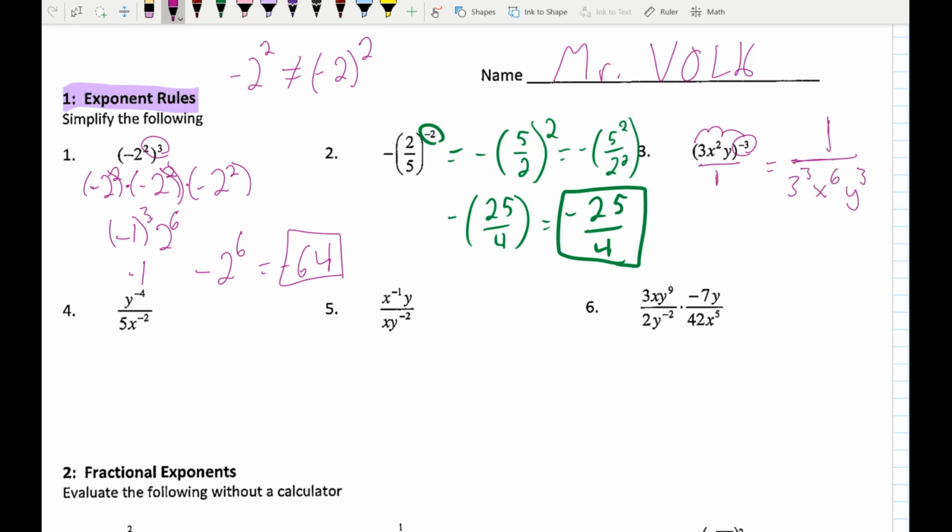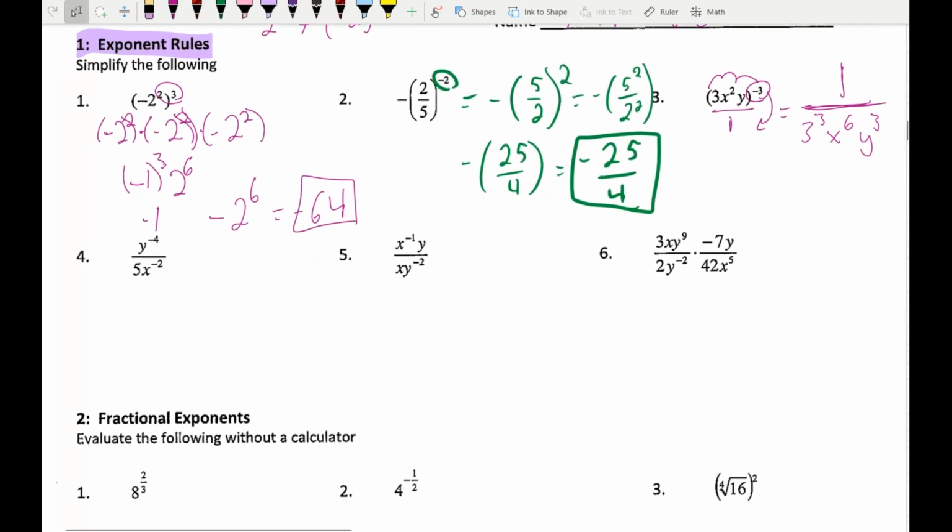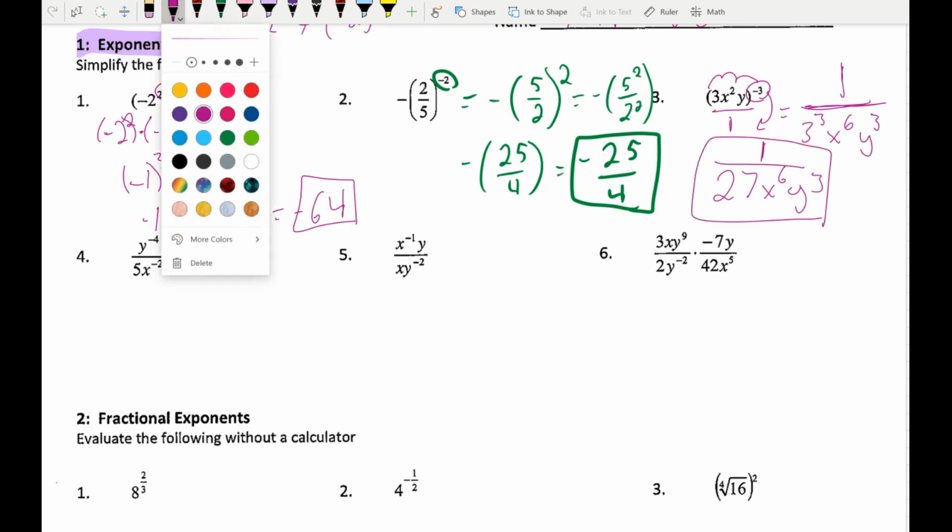And you go, why isn't it a negative 3 and a negative 6? Well, because I got rid of the negative when I flipped it upside down. When you flip it upside down, then it accounts for the negative. Now, the only thing we can do to simplify that is the 3 to the third. 3 times 3 is 9, times 3 is 27, so we end up with 27 x to the sixth, y to the third, and over top we have just the 1. I'm going to make that a little bit bolder.